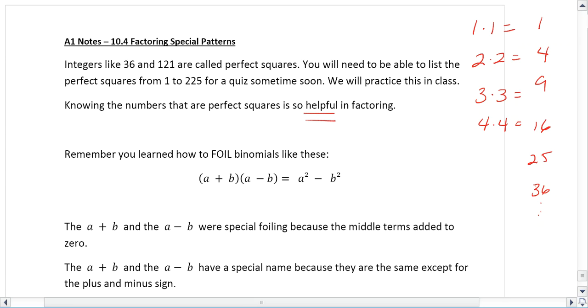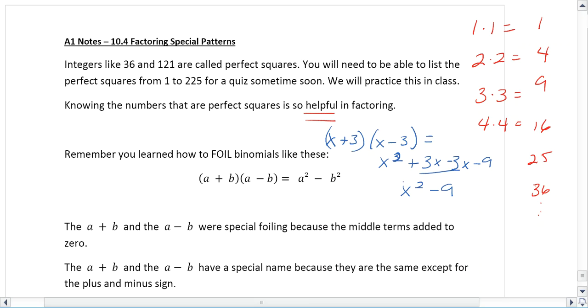So let's think back a minute to when you learned foiling in Chapter 9. You were foiling something like x plus 3 and x minus 3, and something unusual happened with the foiling. When you did the outer and the inner product and looked at what you have, they subtracted to nothing. They were gone. And your answer was just x squared minus 9.